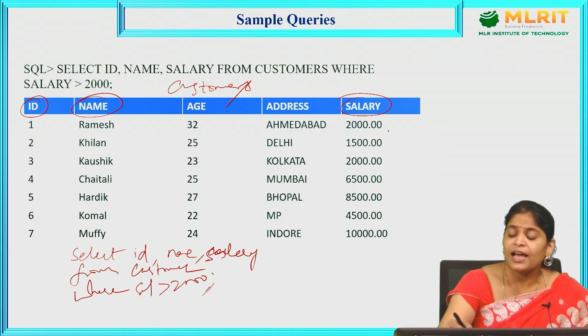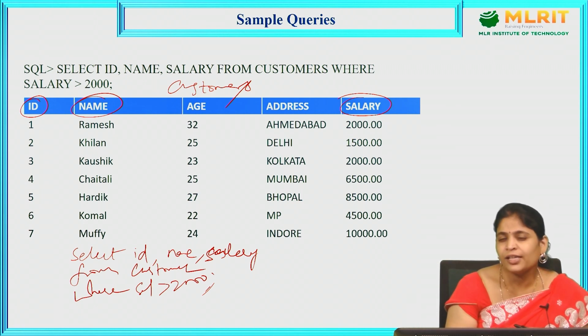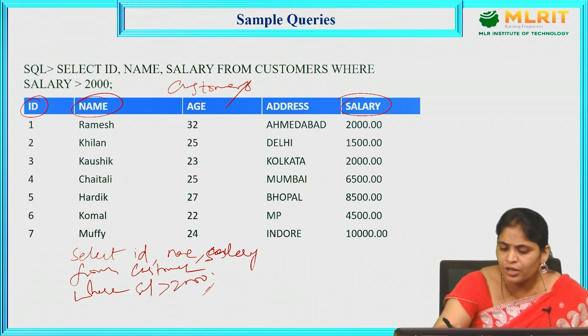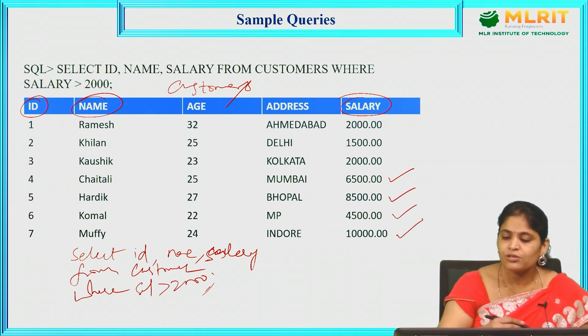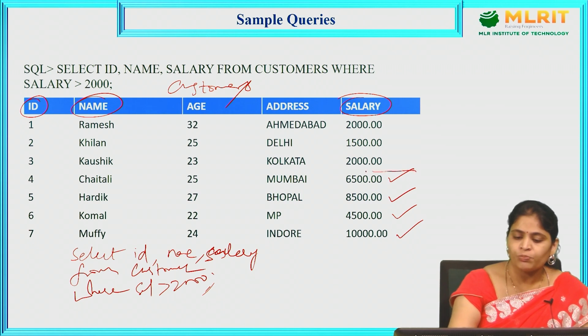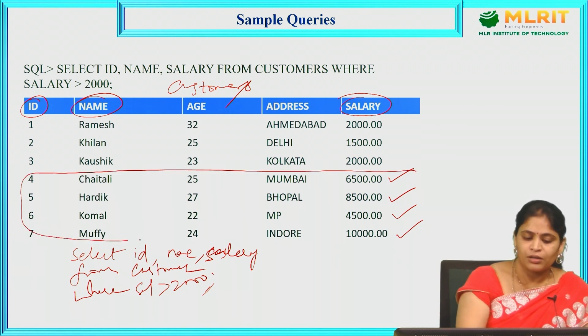So what will be the output here? What is the salary here? 2000, 1500, right? Whatever data I want must be greater than 2000. So this will be retrieved, this will be retrieved, this will be retrieved, and the last row also will be retrieved. So the output of this query will be these four rows.